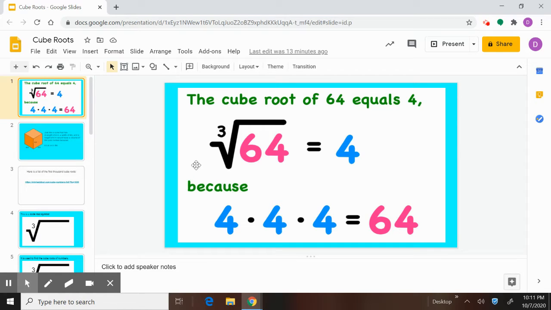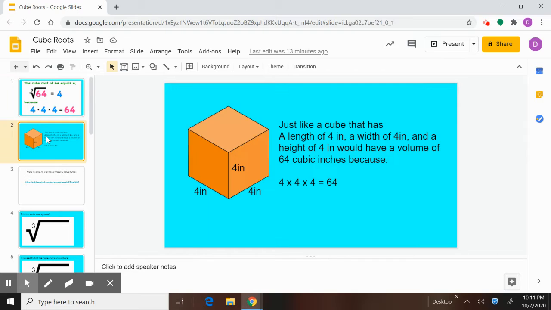So the 3 is connected to the fact that it takes 3 of the same number to create the number underneath the cube root symbol. Just like in geometry, a cube that has a length of 4 inches, a width of 4 inches, and a height of 4 inches would have a volume of 64 cubic inches, because 4 times 4 times 4 equals 64.